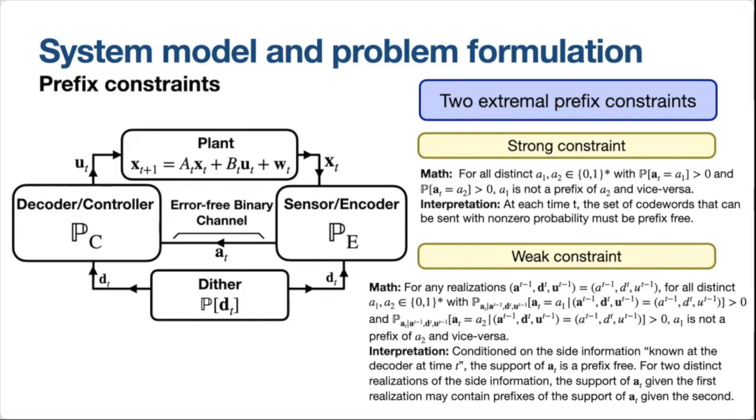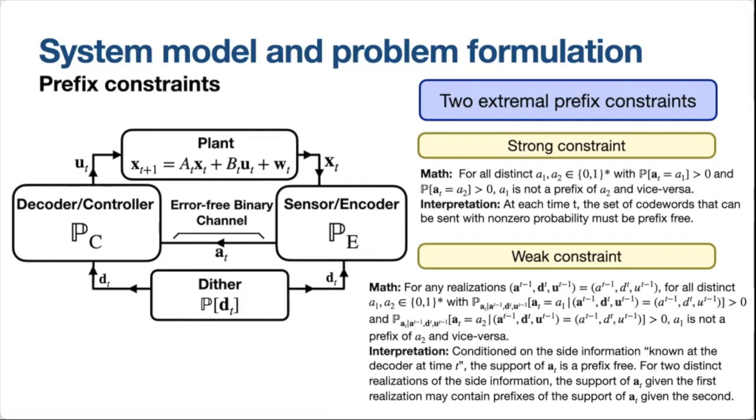If the code words conform to the strong prefix constraint, any agent who knows the encoding policy at time t can uniquely identify the end of the code word at time t. In contrast, if the code words only satisfy the weak prefix constraint, any agent who knows the encoding policy at time t as well as the realization of all the side information known to the decoder at time t can identify the end of the code word. Put differently, if an agent doesn't know the realization of the side information known to the decoder at time t, it may not be able to identify the end of the code word then.